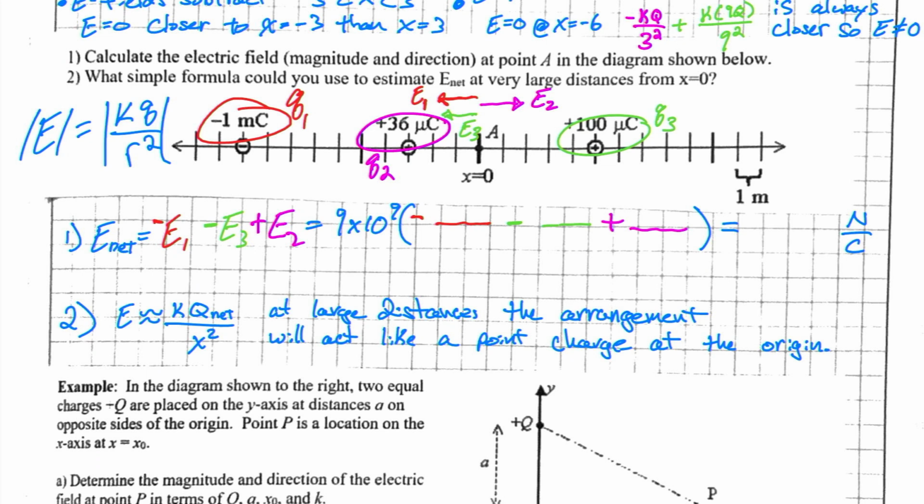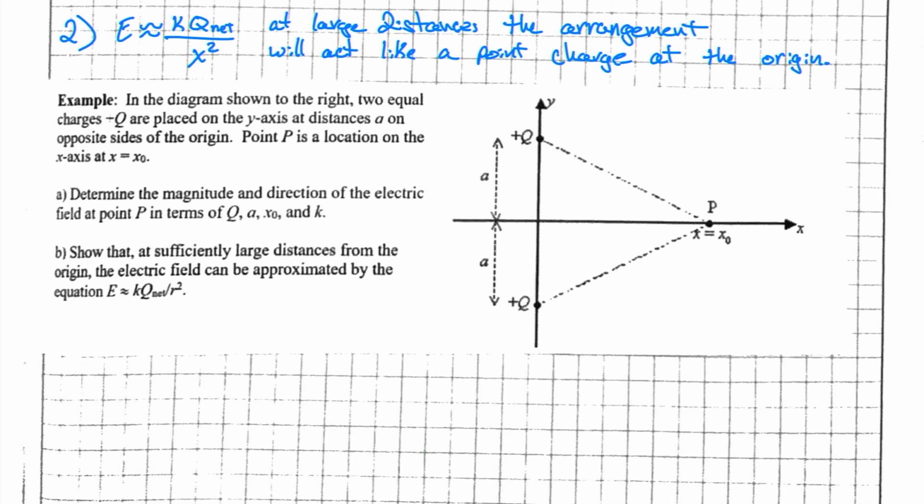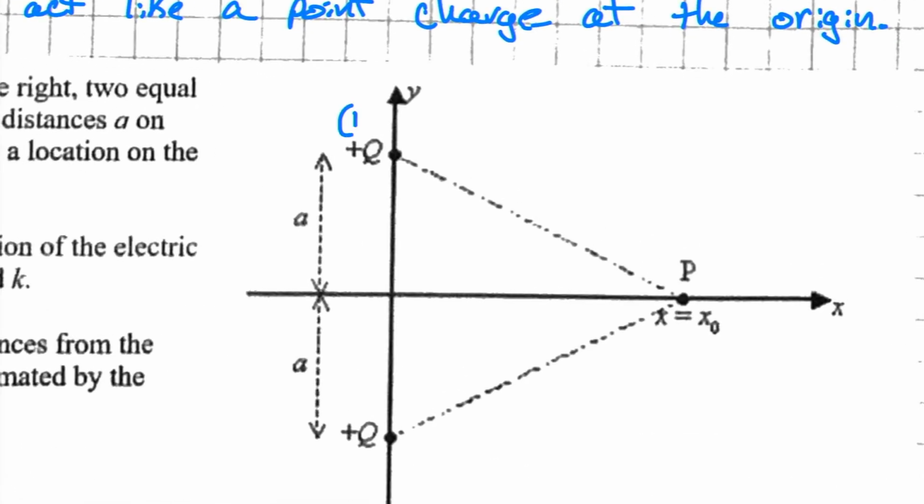Then in the next example, you're going to do a calculation for the electric field at point P. Now I'm going to call the charge up on the top charge number 1. I'm going to call the charge on the bottom charge number 2. This distance right here is a. That would also be distance a right there. I'm going to define this angle to be theta. That's the same as that angle.